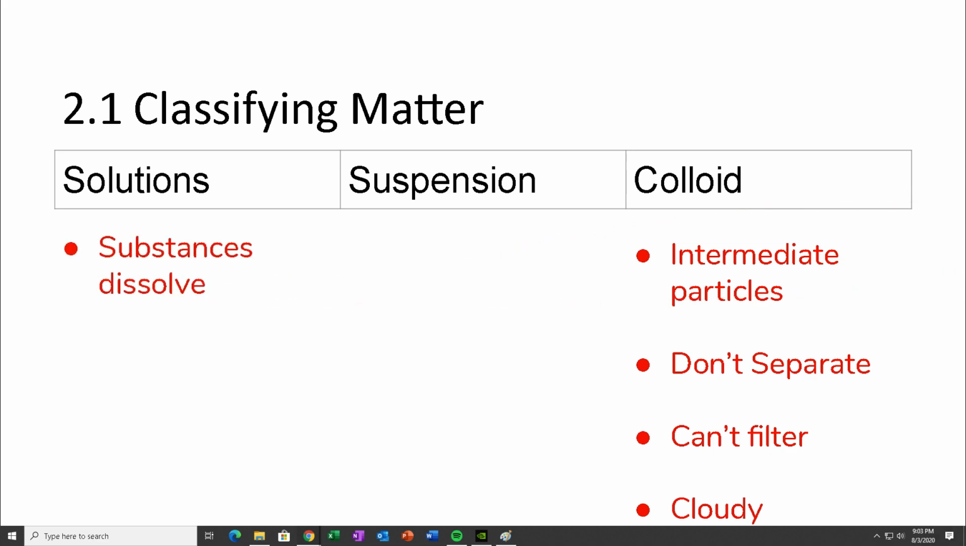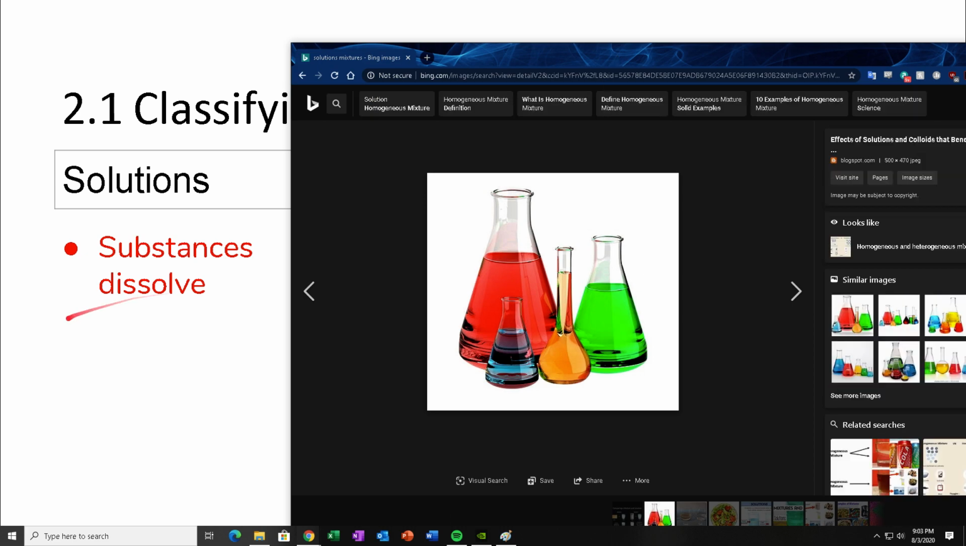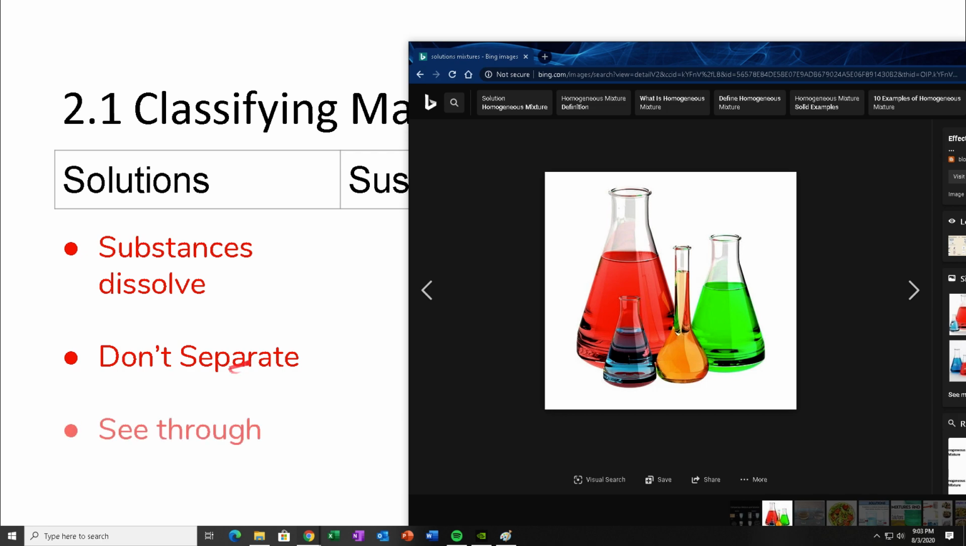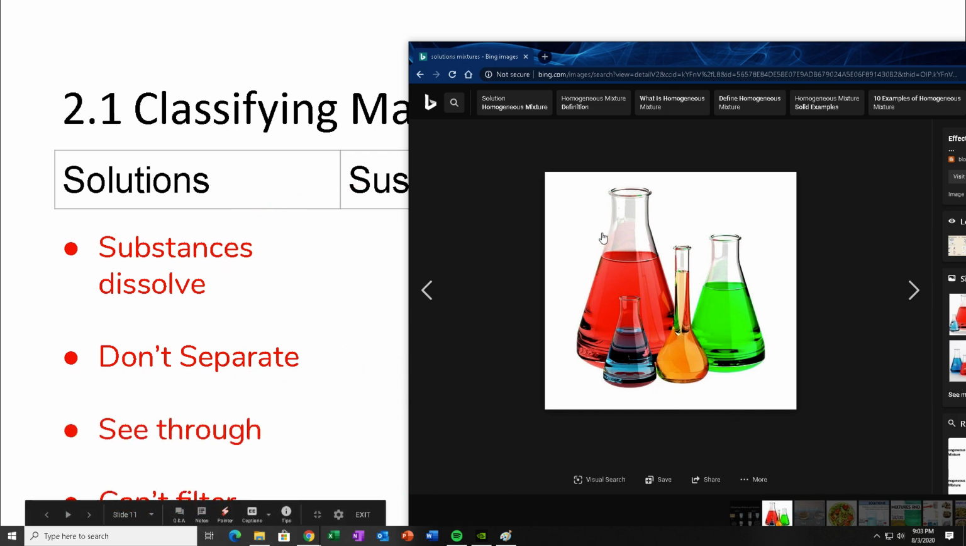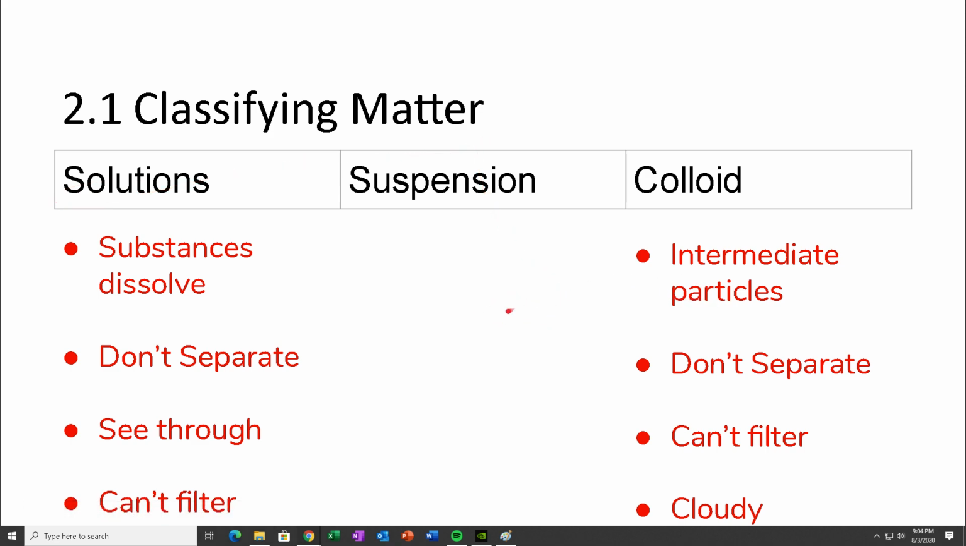Now, as for solutions, examples would be anything with possibly food coloring. These are things that don't separate, they dissolve, and you can see through them. Also, you cannot filter them, at least not chemically, without changing the chemical composition of some of them.